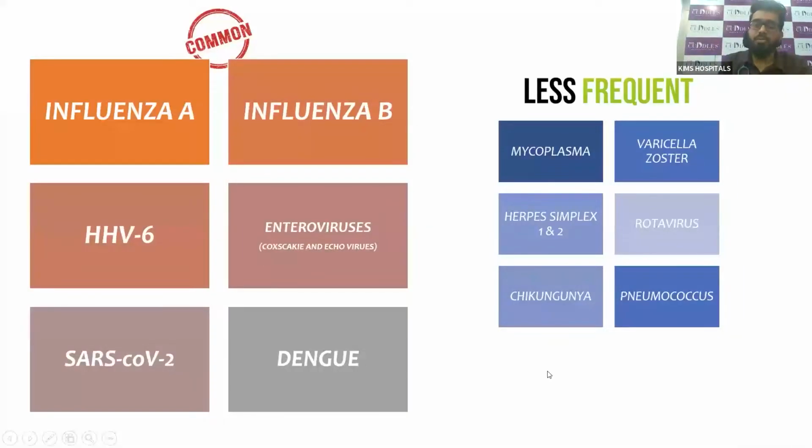So it's very important to chase the organism because there can be treatment implications. Because influenza A and B, we need to give oseltamivir. With dengue, nothing specific. Again, with Mycoplasma, you can have therapeutic targets like doxycycline, azithromycin. With Varicella zoster, herpes simplex 1 and 2, you have therapeutic targets like acyclovir. With pneumococcus, you need to add ceftriaxone and vancomycin.